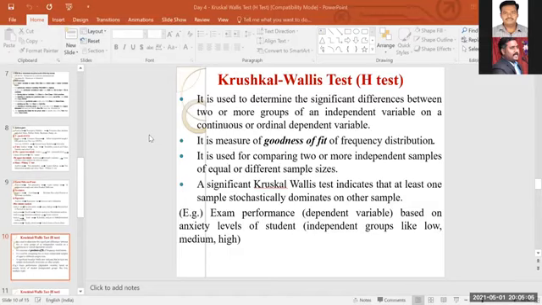Clear? Did you understand these two important points? Okay, yesterday, in the Mann-Whitney U test, you tested the same thing. You want to measure the significant difference of the dependent variable on the independent variable for the same or two different population. Here also we are going to measure the same thing, but if you have more than two populations, for example, I have three populations, or more than three factors in the independent variable.